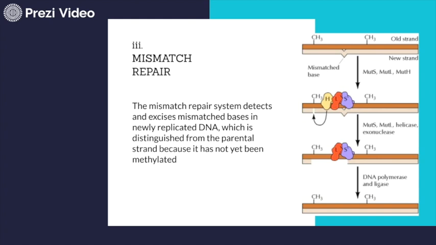So as the name suggests, the mismatch repair system detects and excises mismatched bases in the newly replicated DNA. Now at this point, there are two things that we need to remember and understand very clearly. This mismatch type of base, and the repair of this mismatch type of base, normally occurs as a proofreading activity of the DNA polymerase itself.